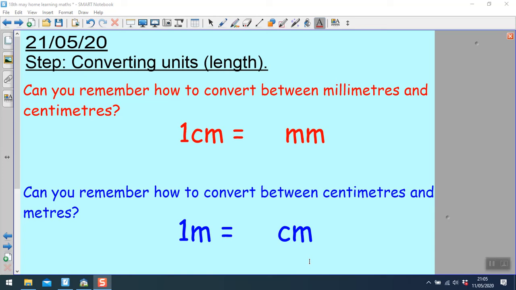Hi, welcome back. This is your final maths lesson this week, and like yesterday you will be converting different metric units. First of all, can you remember how to convert between millimetres and centimetres? And can you remember how to convert between centimetres and metres? Pause the video while you write down the conversion.